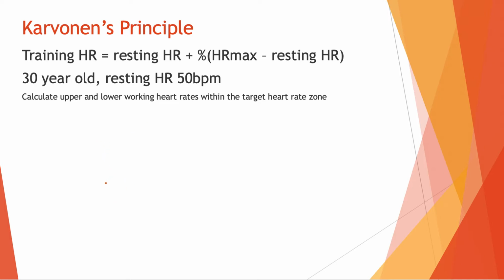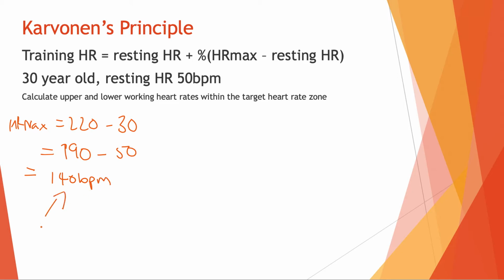Okay, so we're going to take on whatever's within the bracket first. So we're going to work out maximum heart rate minus resting heart rate. Remember, maximum heart rate is the same. Heart rate max is equal to 220 minus age, which for this individual is 30. So 220 minus 30 gives us 190. Then we need to minus their resting heart rate, which in this case is 50, which gives us 140.